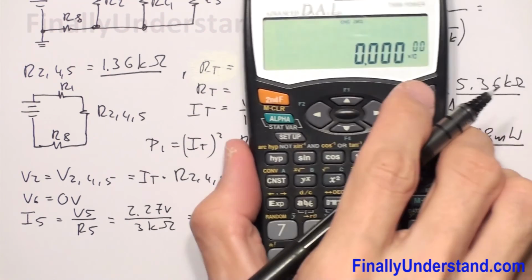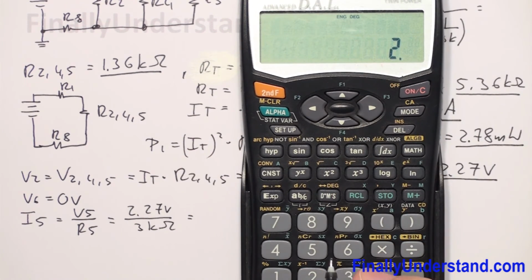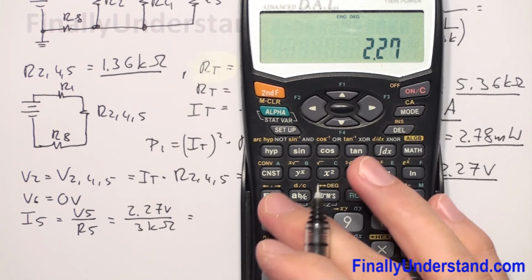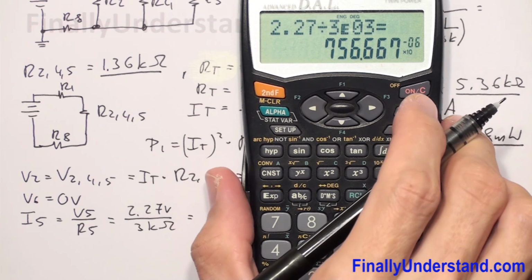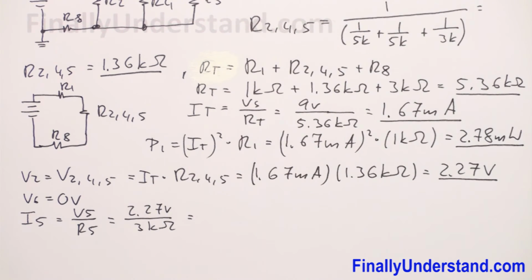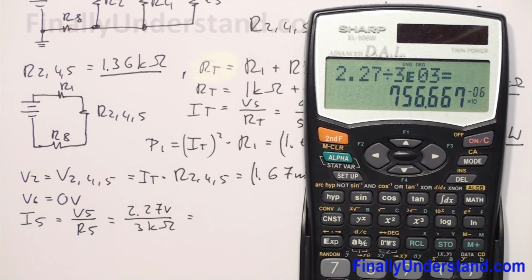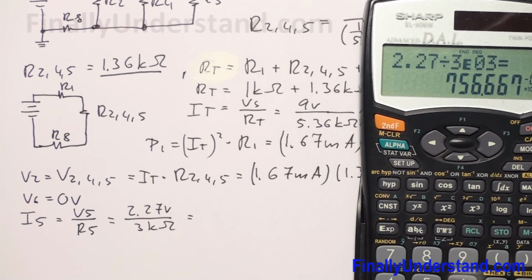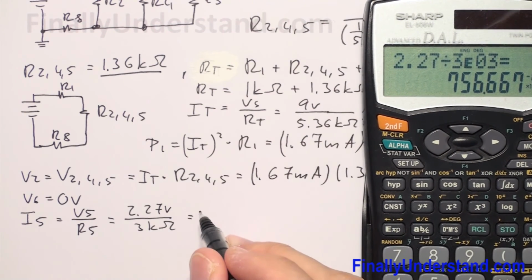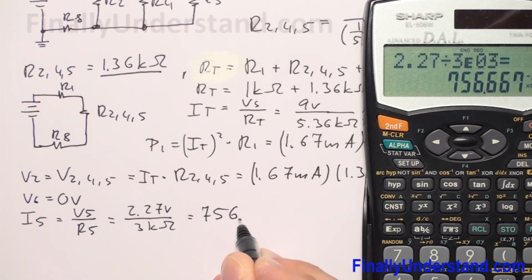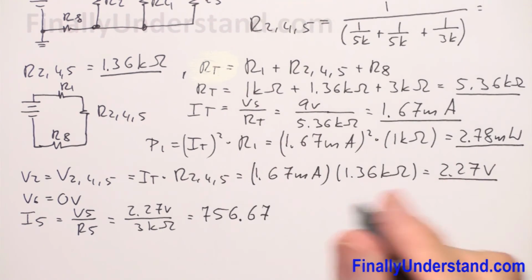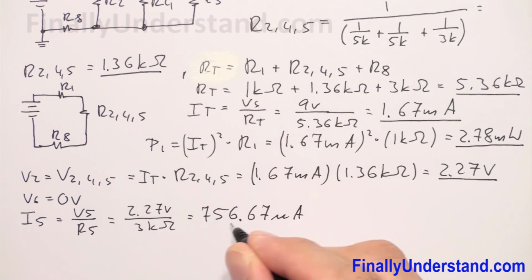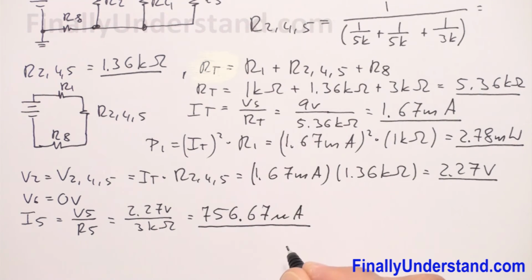So V2, which is 2.27 volts, over R5, which is 3 kilo ohms. So I5 is equal to 2.27 divided by 3×10³. This is equal to 756.67 microamps. Okay, so this is my current I5.